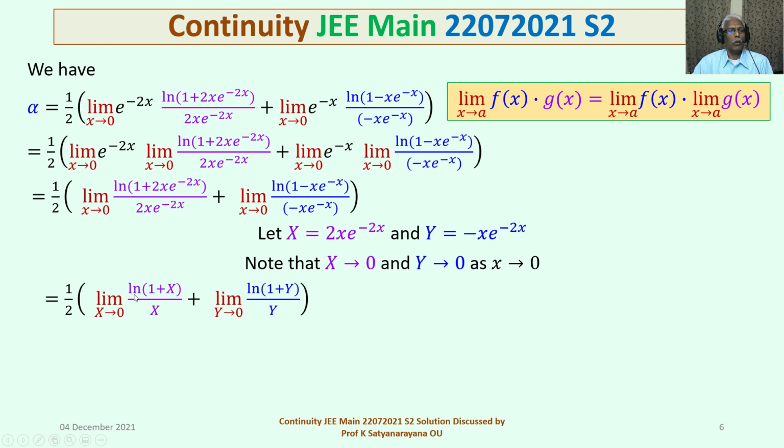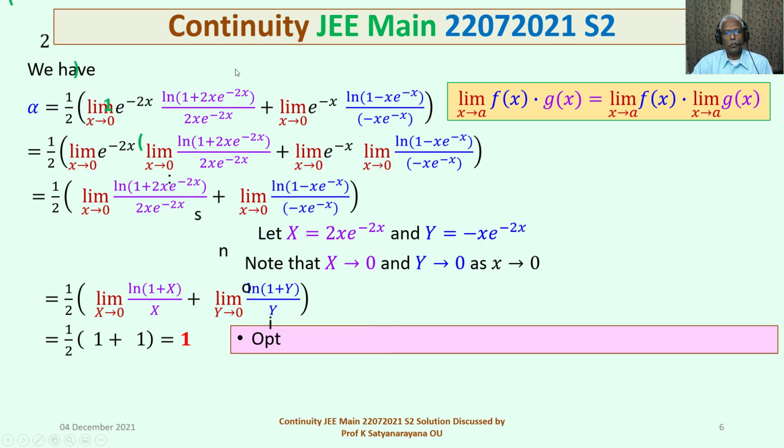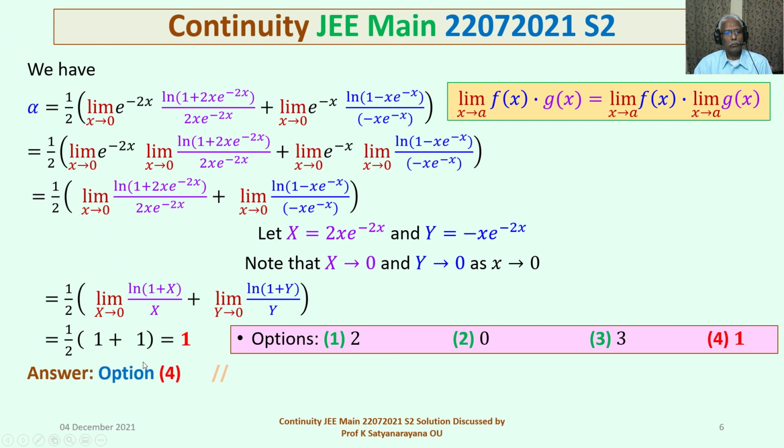And we know it is a standard result: limit x tends to 0 of ln of 1 plus x by x is 1. So the first limit is 1, the second limit is also 1. We will get 1 by 2 into 1 plus 1, and that is 1. That is our answer. Let's look at our options. And our answer 1 appears against option 4. So our answer is option 4.